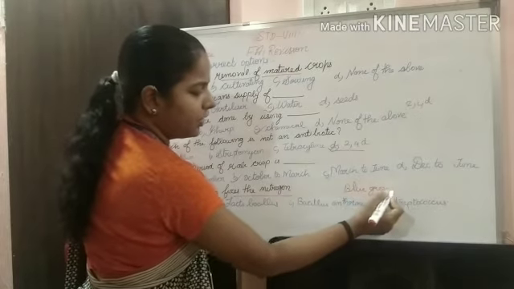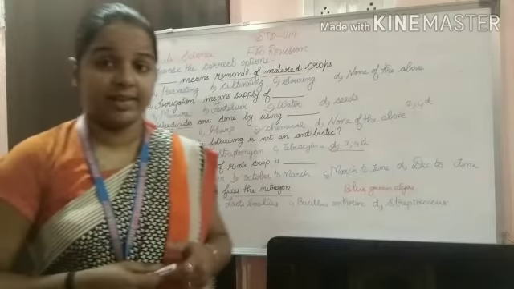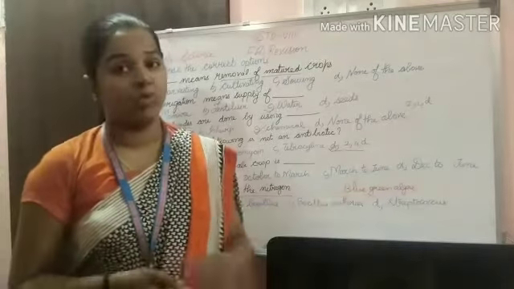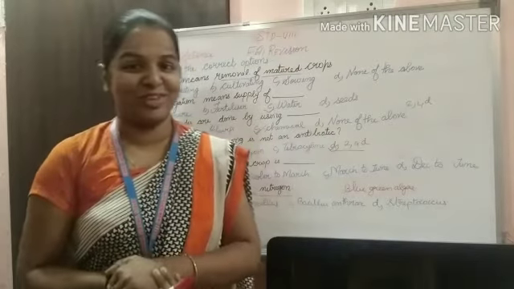And one more that fixes nitrogen, which we saw, is blue-green algae. Sorry, it is not bacteria, it is algae, blue-green algae, that also fixes the nitrogen. Understand, students? Let's move on to a few more questions. Understand?